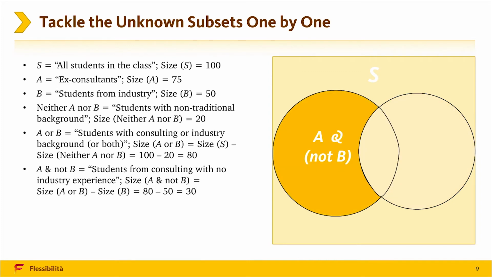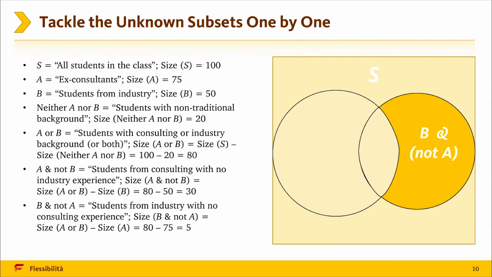The set A and not B has the set B as a complement for the set A or B, whose size is 80. Therefore, the size of A and not B is 80 minus 50, the size of B, or 30 people. 30 people have consulting background but not industry background.